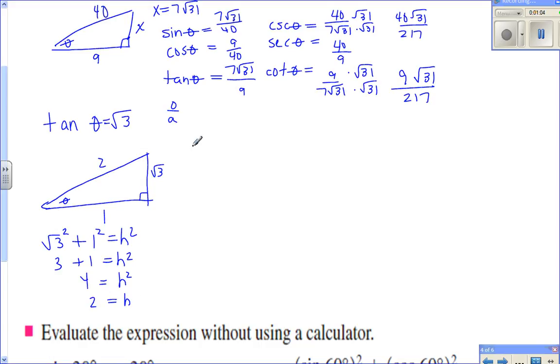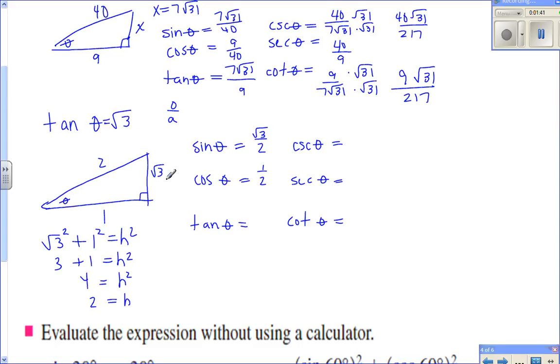So now we can go ahead and we can do our 6 trig functions. So we'd have sine, cosine, tangent, cosecant, secant, and cotangent. So sine, opposite over hypotenuse, would be the square root of 3 over 2. Cosine, adjacent over hypotenuse, which is just 1 over 2. And then we know that our tangent is the square root of 3.